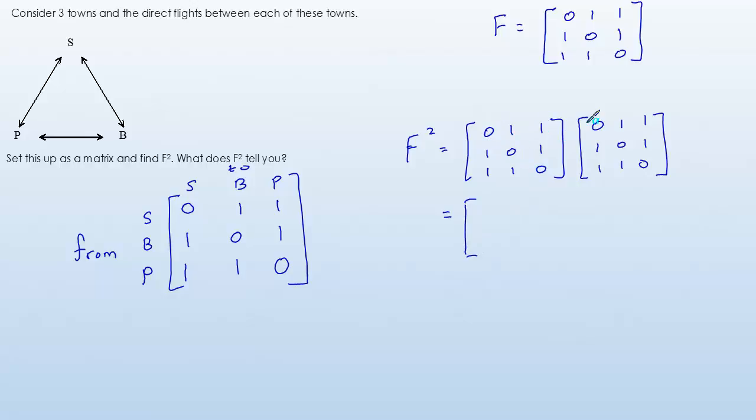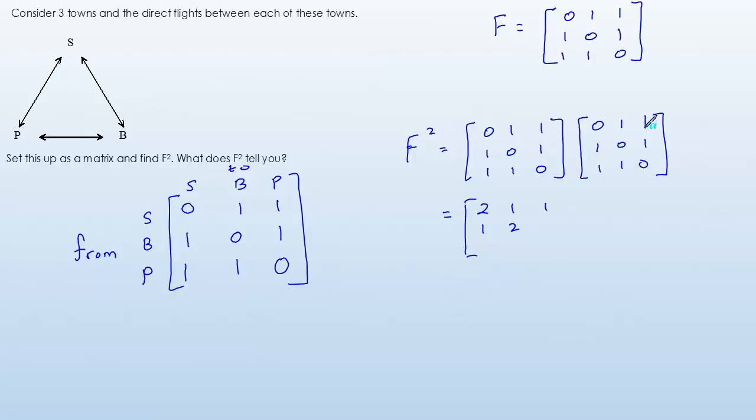So top times left, 0, add 1, add 1. Top times the middle is going to give us 0, 0, 1. Top times right, 0, 1, 0. So that's a 1. Then use the center here times the left, so that's going to be 0, 0, 1. And then we're going to have 1, 0, 1, so that's going to be a 2.